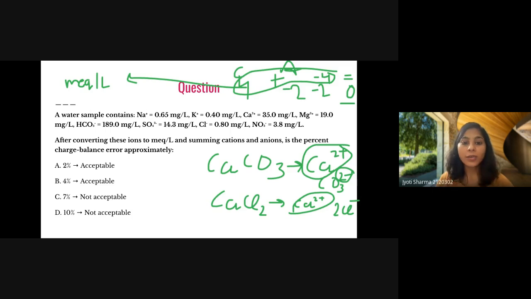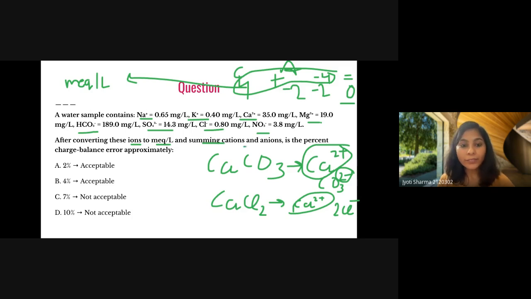Okay, so here we have a lot of anions and cations. We have sodium, potassium, calcium, magnesium. So these are the cations. We have anions, that is carbonate, bicarbonate, sulfate, chloride, and nitrate. Then first we have to convert these ions into milli equivalent per liter. You know how we can convert that. And then we are summing.